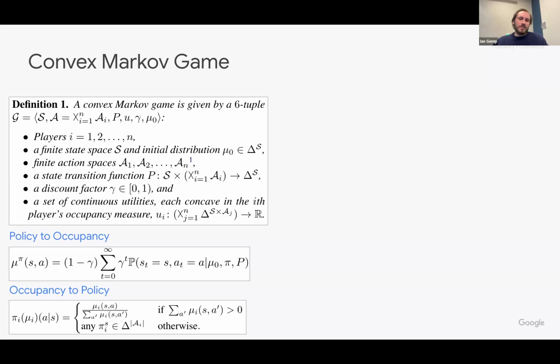But let's say your occupancy measure puts no mass on a given state, so you're never there, which means that it doesn't matter what policy you take there or what policy you set there, because you're never in that state anyway. So you can choose the policy to be arbitrary in that state. And this actually will annoyingly arise in the math as something that we need to deal with. But yeah, so these are the two mappings back and forth.